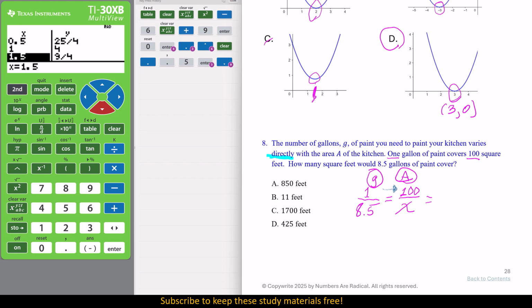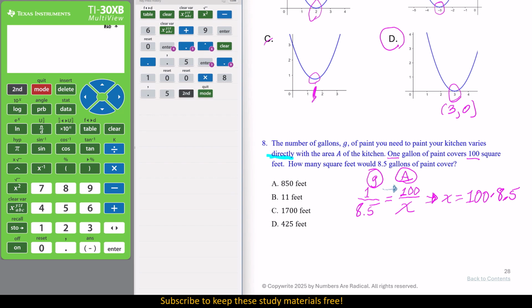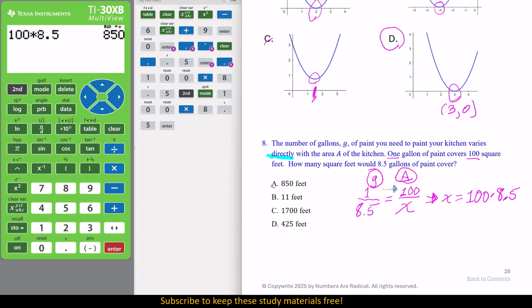We see that X equals 100 times 8.5, which you probably already saw. We can put that in the calculator, and I'm sure you see what that value is. Oh, it helps if you back out of your prior. Okay, 100 times 8.5, then enter. Of course, it's 850 feet.